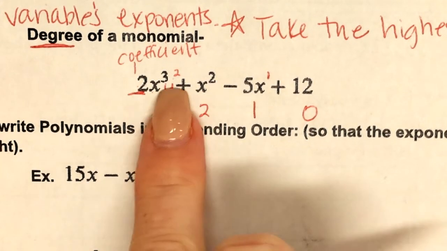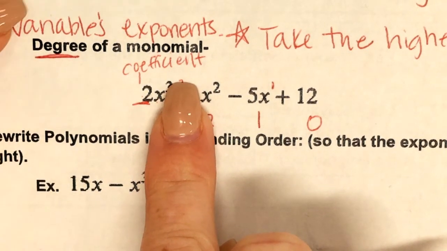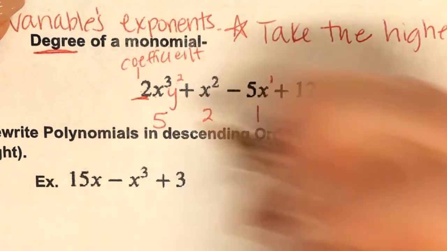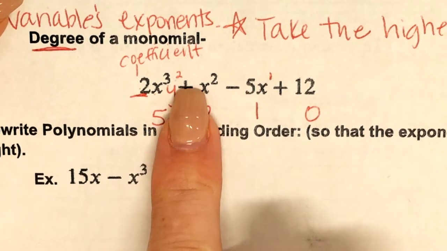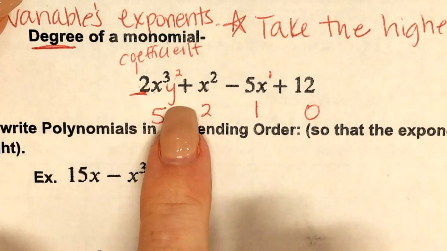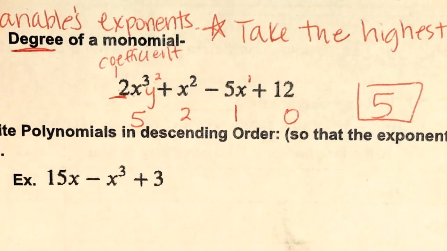If you have 2 variables with exponents, then to know the degree, you add those powers. So this power would be 3 plus 2, which is 5. So if I said, hey, in this polynomial, what is the degree? Then you would say it's 5 because it's the highest degree.